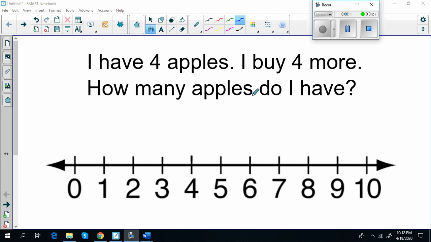So instead of just having a problem, now there's going to be a story that goes with it. Let's start by reading our first problem. I have 4 apples. I buy 4 more. How many apples do I have?